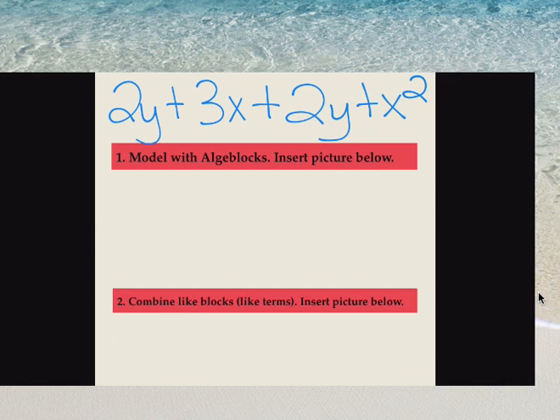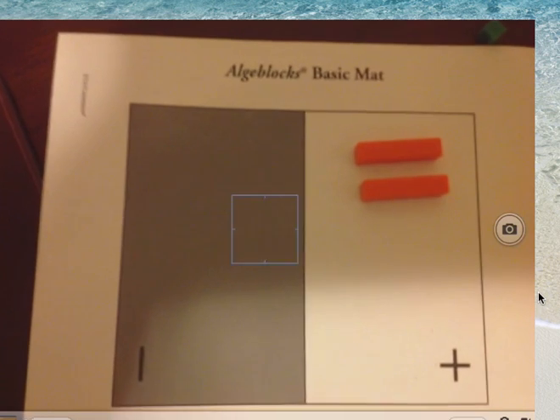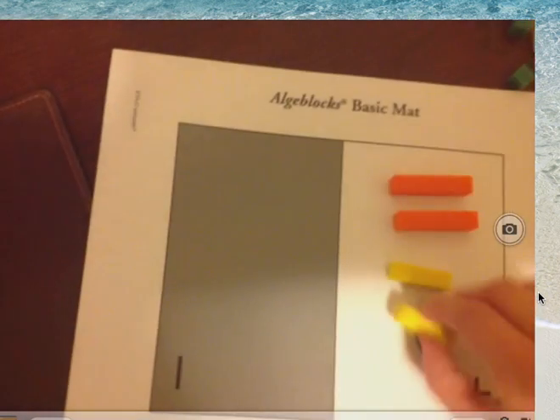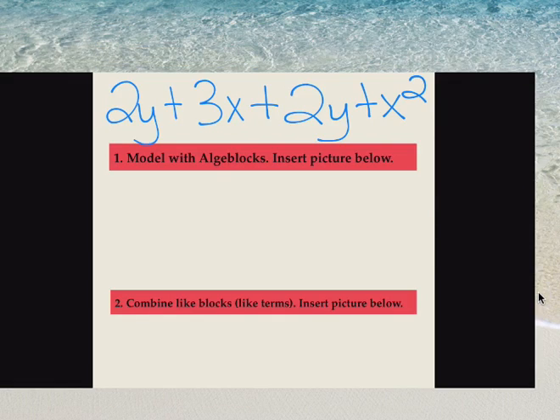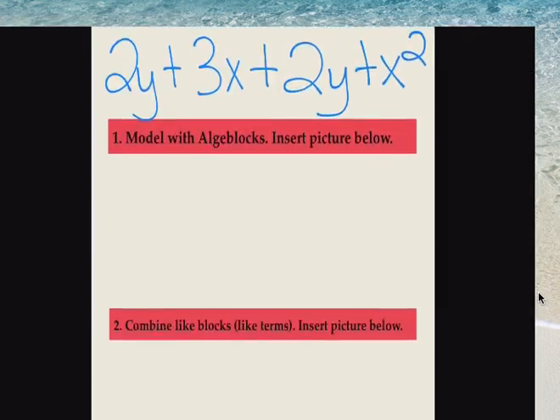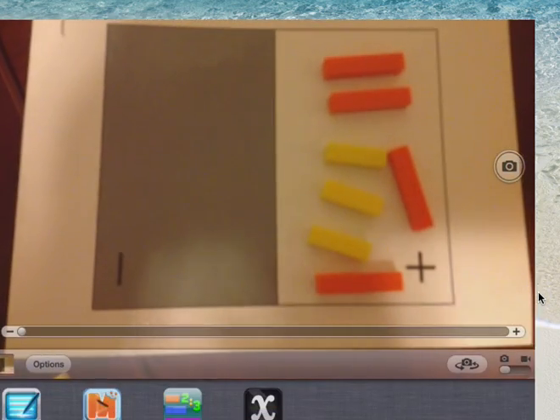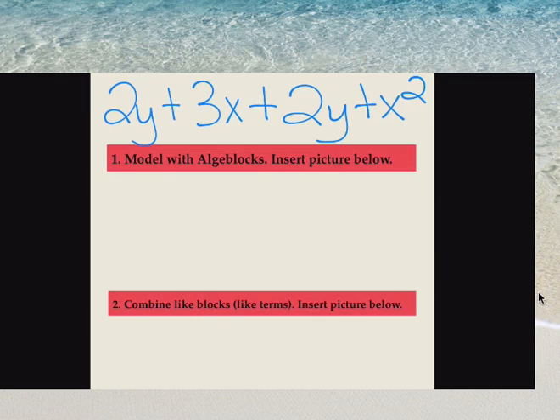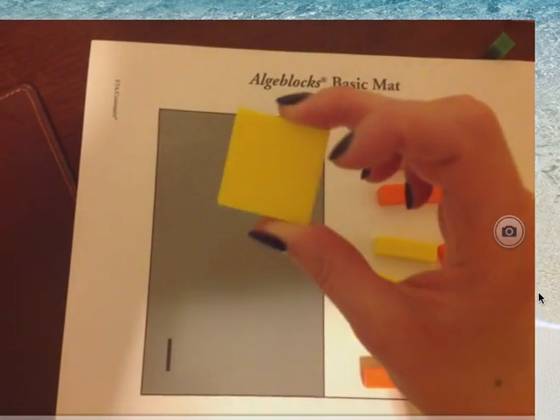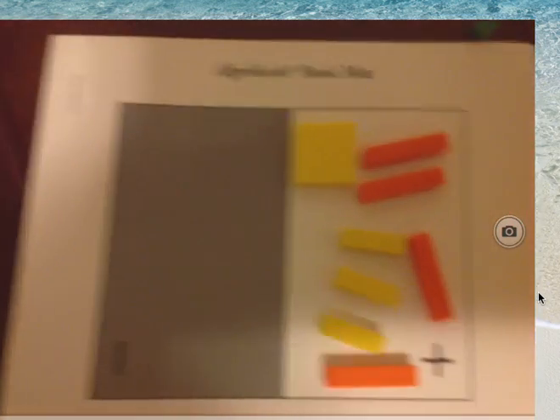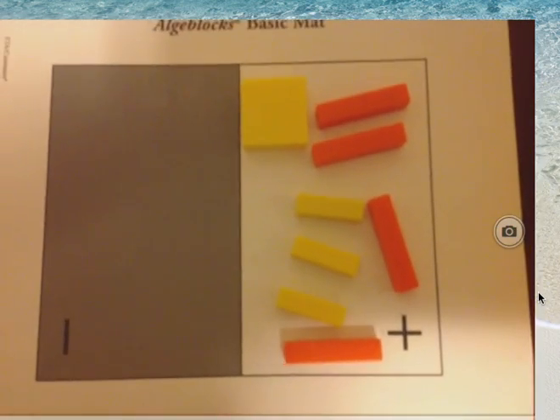Alright, then we're going to represent positive 3x. 1, 2, 3. Then we've got another positive 2y. So I'm going to put 2 more y's on my positive side. And the last thing we have is x squared, which, remember, x squared is represented with the yellow square. And again, that's also positive. Ooh, we're in a positive party over here. Okay, go ahead and take your picture.